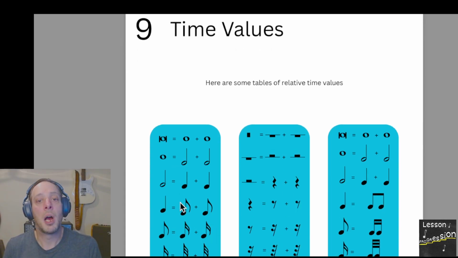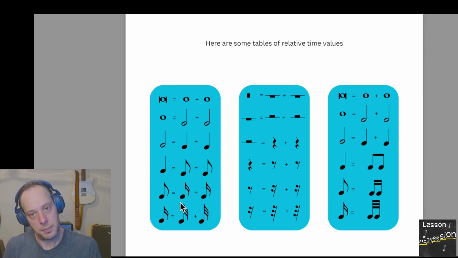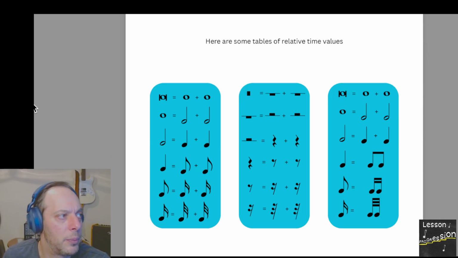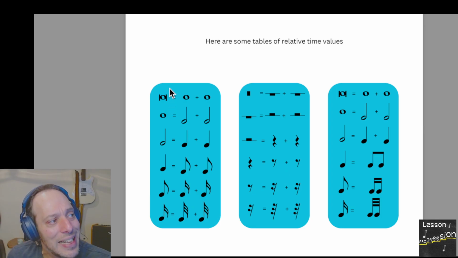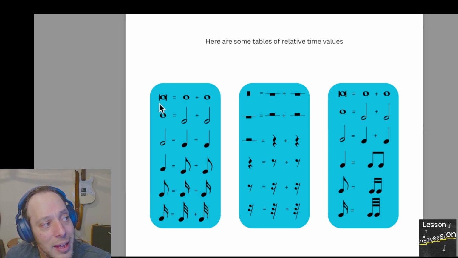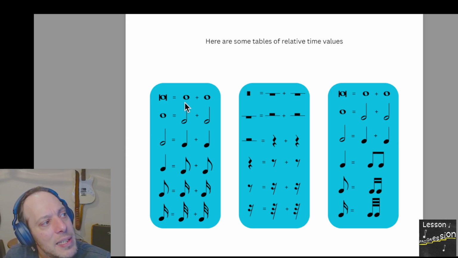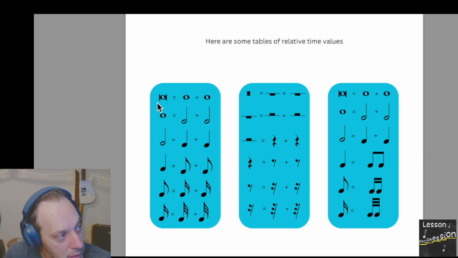So when we're writing our time values on the page, here are some tables of the relative time values, just to get a little familiar with it together. Like I was saying, the breve note is worth 8 counts. The equal value to that would be, for example, I can make other combinations if I wanted, but we'll just keep it simple here, 2 whole notes, each of them worth 4 counts. 4 plus 4 equals 8 counts.